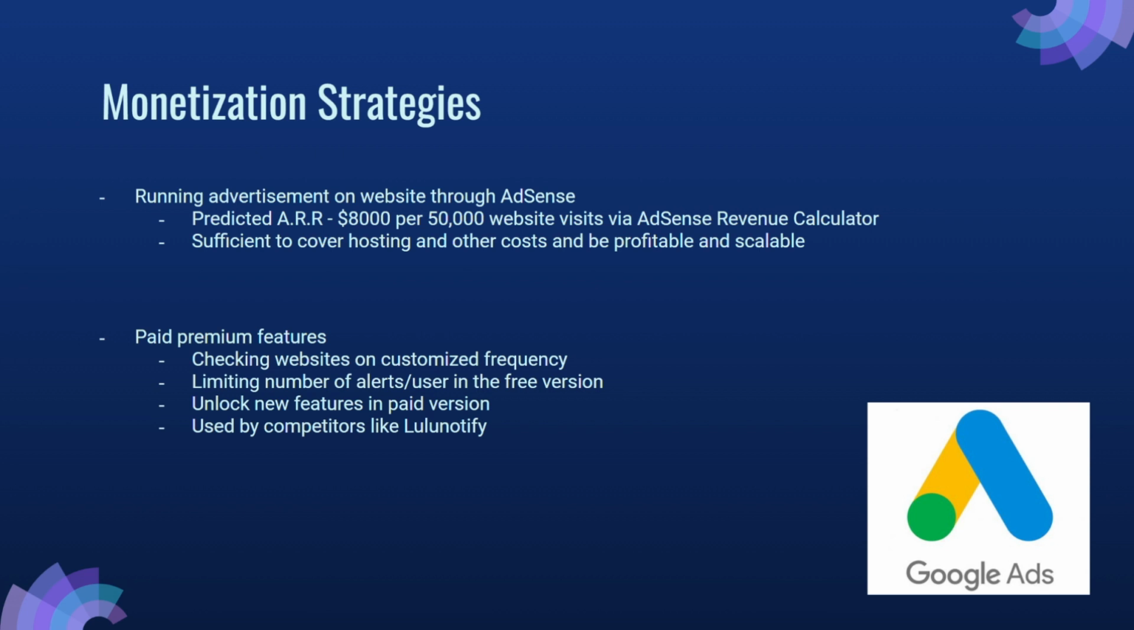Another portion of the monetization strategy can come from paid premium features, which allow users to unlock better and new features versus the free one. We can limit the amount of alerts that the user can have in the free version, and we can allow the users to check websites more frequently than the free version as well, to encourage them to pay for the product. And this method is used by competitors like Lulu Notify and other applications. And this can mean a lot to us as well if we determine that the users are more willing to use our product in a scalable manner versus the free version.